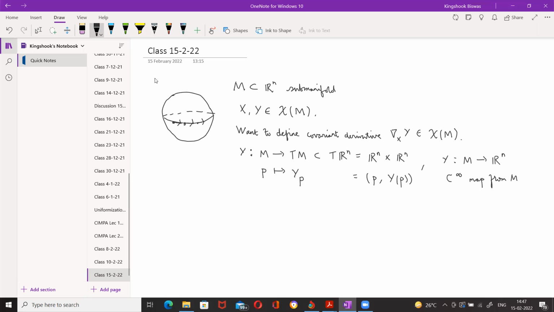Basically the point is that the domain of Y are points of M, but where does Y take values? At each point P of M, Y_P is a tangent vector to M, but that I can identify as a vector of Rn. So therefore I can think of Y as a map from M to Rn. And once I have a map which takes values in Rn, this I can differentiate along any curve in M.